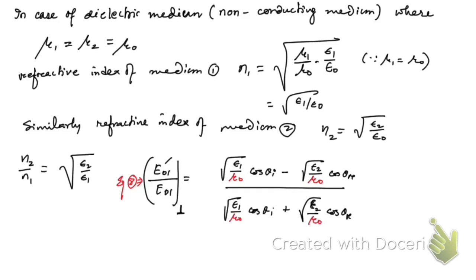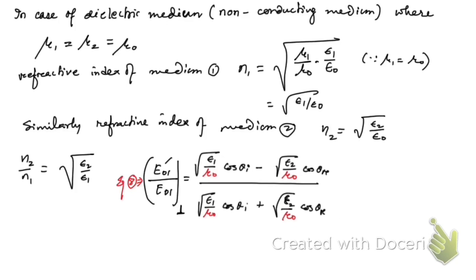Now you see what we can do in this case. We can multiply root over mu naught with both the numerator and denominator. Or you can take 1 by mu naught common from both numerator and denominator, and those two will be cancelled out. Instead of that, let's do one more thing. Let's multiply.